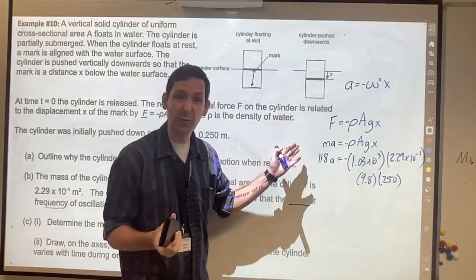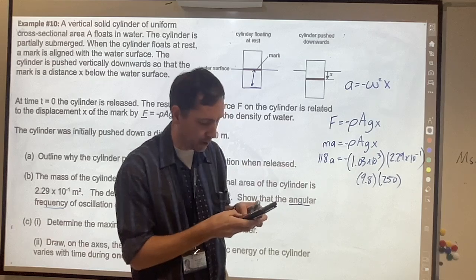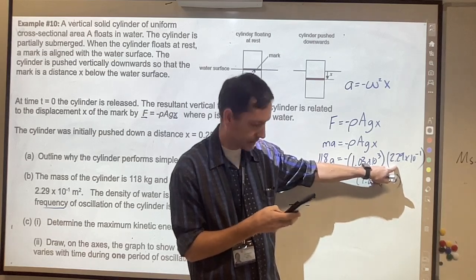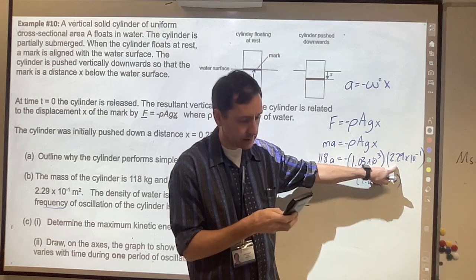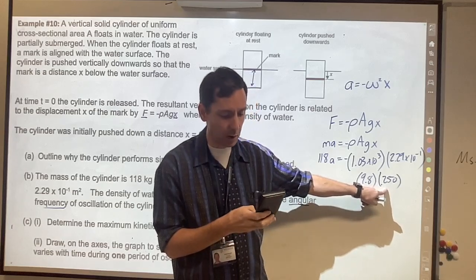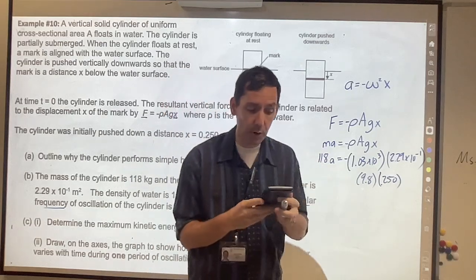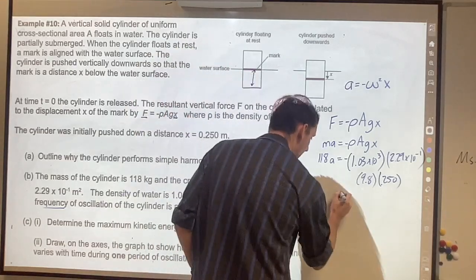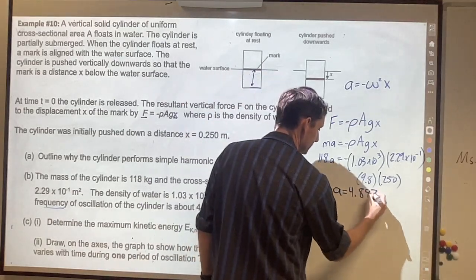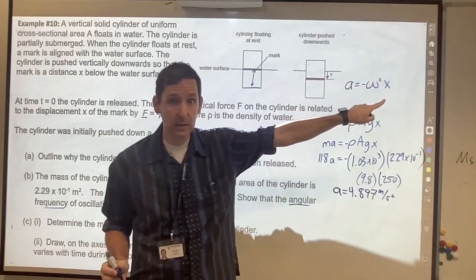And so now I just need to solve for a. Maybe this won't be quite as bad as I thought. So we'll go 1.03 times 10 to the third times 2.29 times 10 to the negative first times 9.8 times 0.250, and then I'm going to divide by the 118 here. And what I get is 4.897. And so a equals 4.897 meters per second squared.